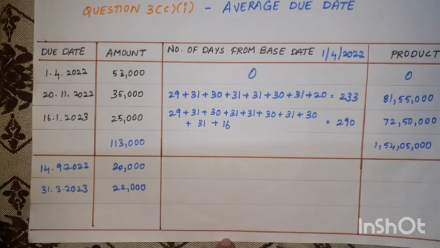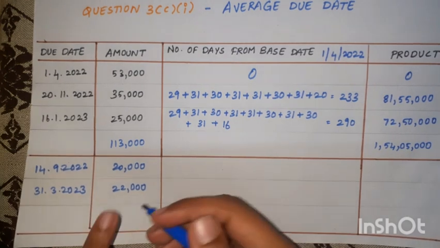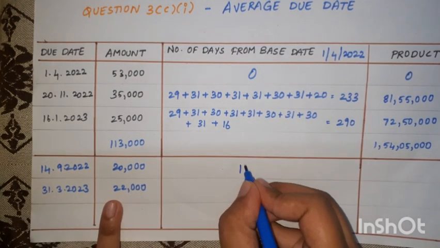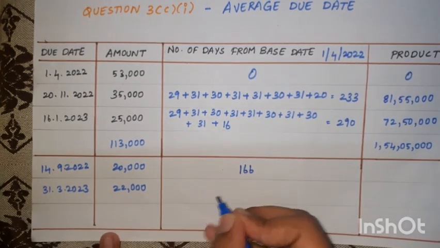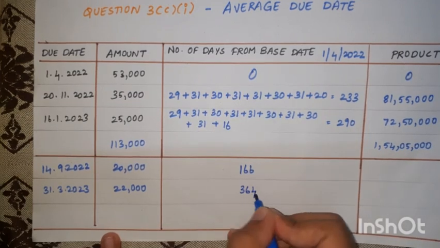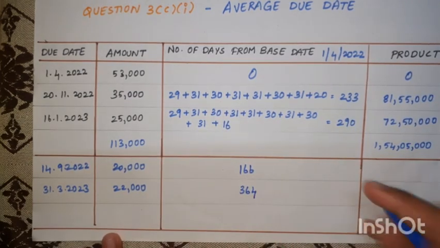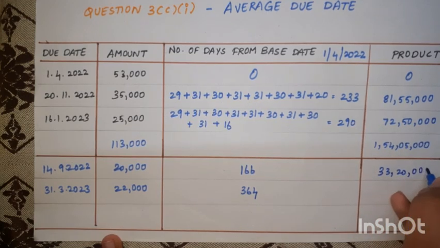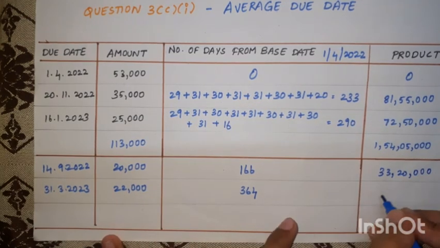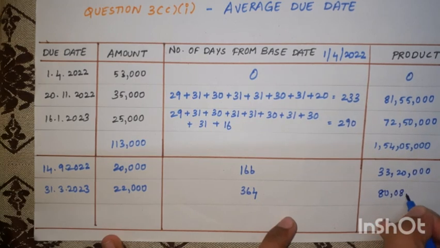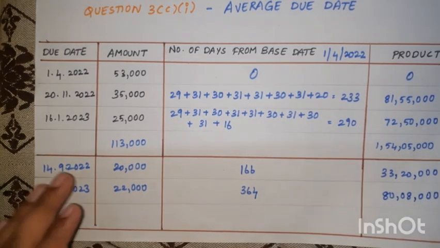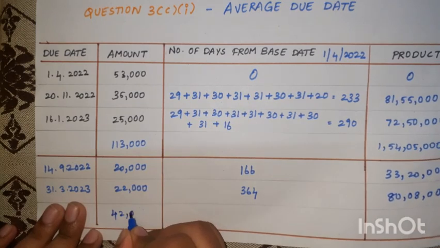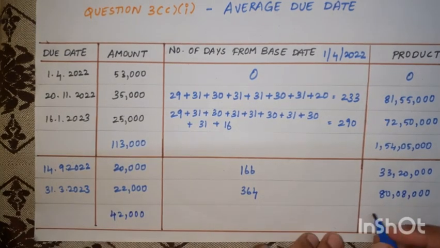Now, for calculating the number of days from the base date, if you calculate in the same way as above, for the first amount you will get the total number of days as 166. For the second amount, you will get 364 days. And for the product column, 20,000 into 166, you will get 33 lakh 20,000. And for the second amount, you will get 80 lakh and 8,000. And again totaling the amount, you will get 42,000. And then for the total of the products, you will get 1 crore 13 lakh 28,000.